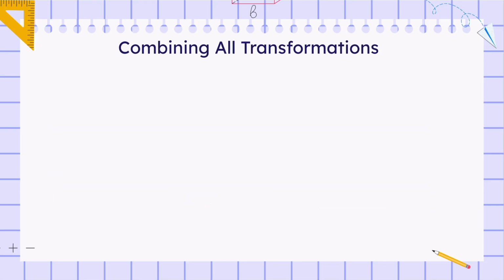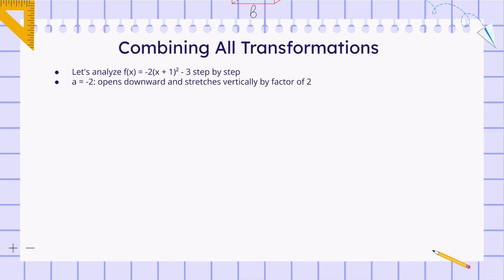So now we're going to put this all together and combine all 4 main transformations in this example. Let's say I want to look at this function f(x) = -2(x + 1)^2 - 3, and we're going to describe what is happening with these transformations. The negative 2 tells us 2 things. The negative tells us that there's a reflection over the x-axis, so that means it opens downward. And the absolute value of 2, the fact that it's not a fraction, tells us that it stretches vertically by a factor of 2.